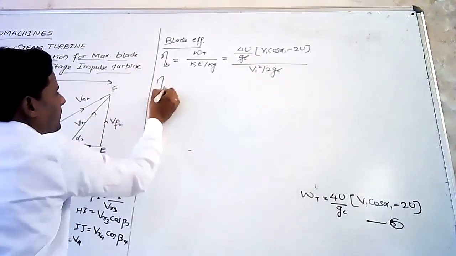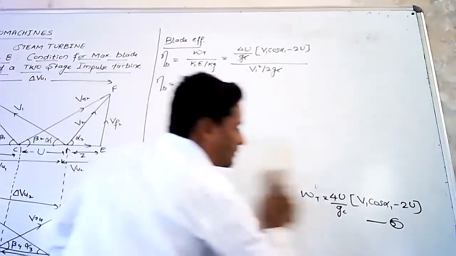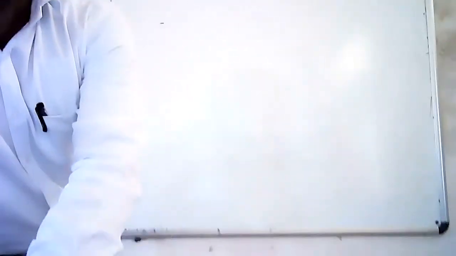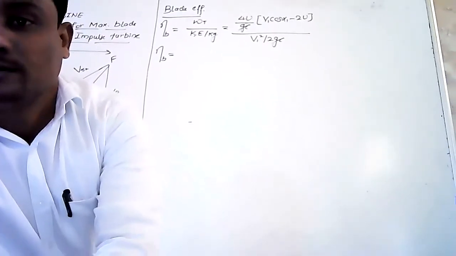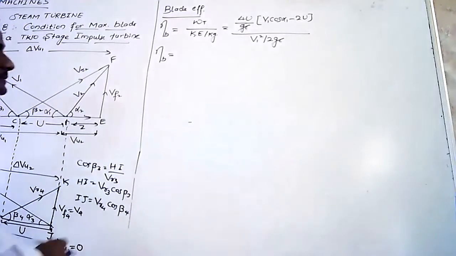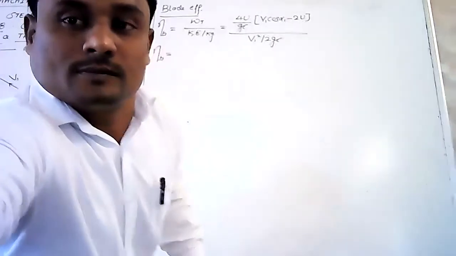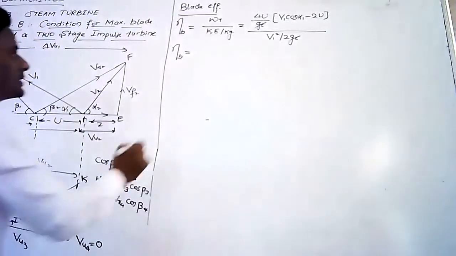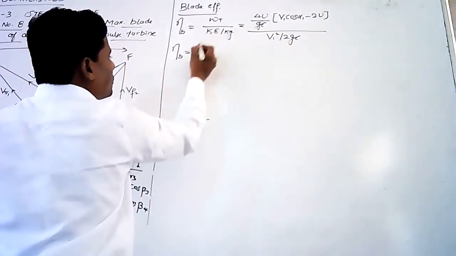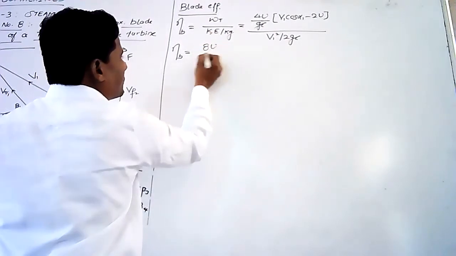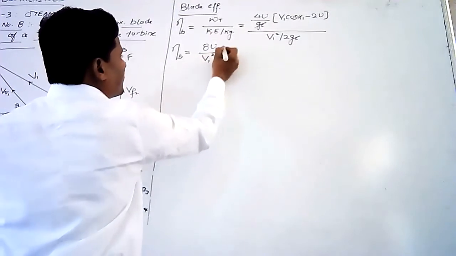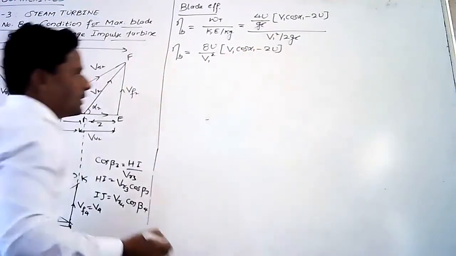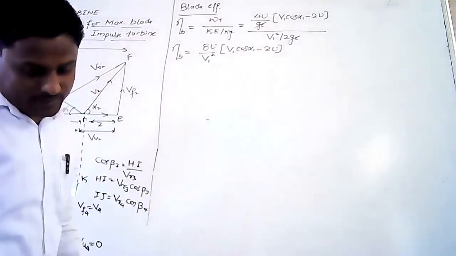So we can write the blade efficiency as, taking 2 to the numerator, 2 into 4, that is 8u by V1 square into the bracket V1 cos alpha 1 minus 2u. Is that clear, guys?